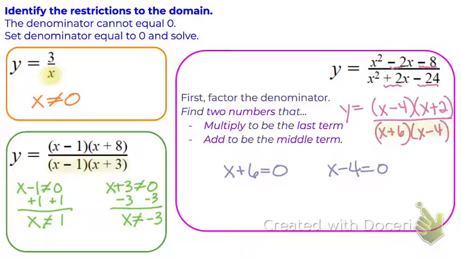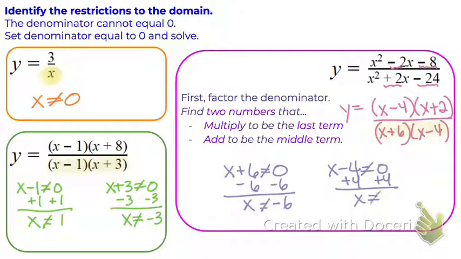And remember, we don't want the denominator to be 0. So we don't want x plus 6 to be 0. We don't want x minus 4 to be 0. So just like the one in the green, you just solve each of these equations and we see the restrictions to the domain. X can't equal negative 6 and x can't equal 4. If x equals negative 6 or x equals 4, then our denominator would be 0, and that can't happen.